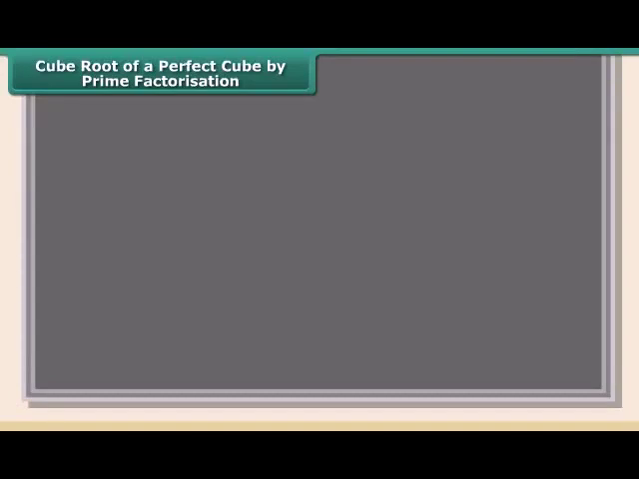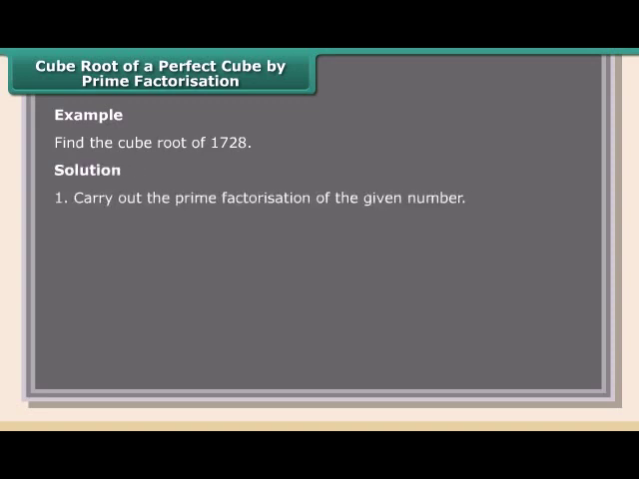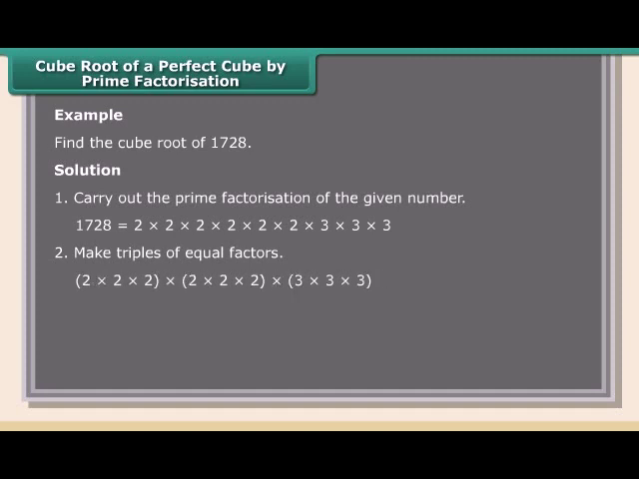Cube root of a perfect cube by prime factorization. Example, find the cube root of 1728. Solution, carry out the prime factorization of the given number. 1728 is equal to 2 into 2 into 2 into 2 into 2 into 2 into 3 into 3 into 3. Make triples of equal factors. 2 into 2 into 2, into 2 into 2 into 2, into 3 into 3 into 3.